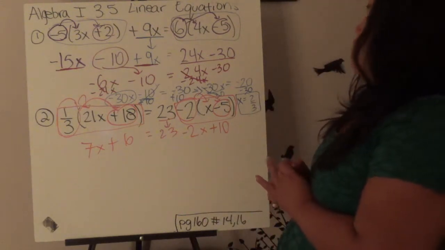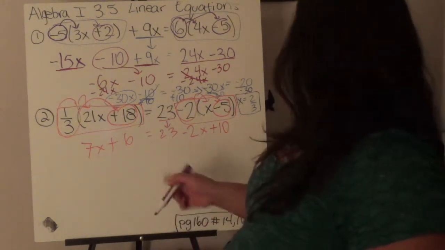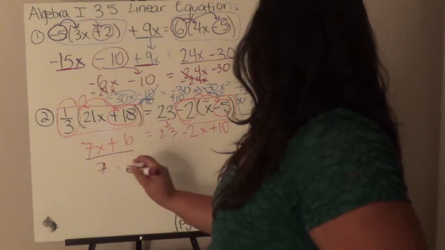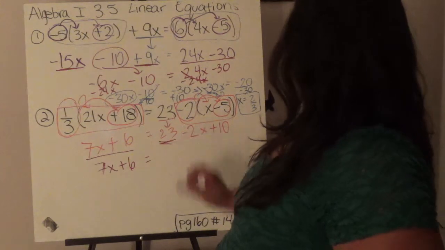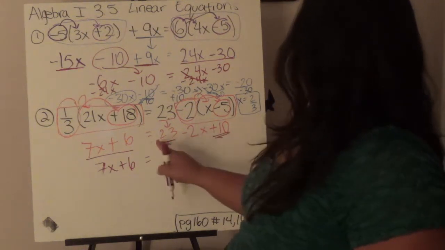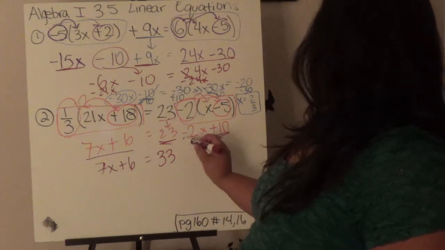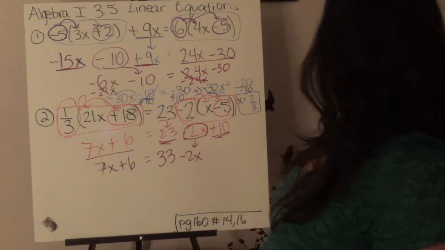The next step, just like this one, I'm going to combine like terms. So, let's see. There's no like terms here, so I'm going to just bring that down. Here I have a 23 without an x and a 10. So 23 plus 10 would give me a 33. And since this is its loner, I'm going to just bring it down, negative 2x.